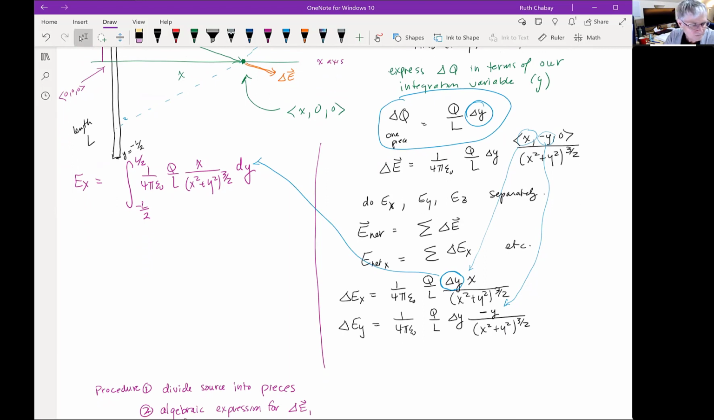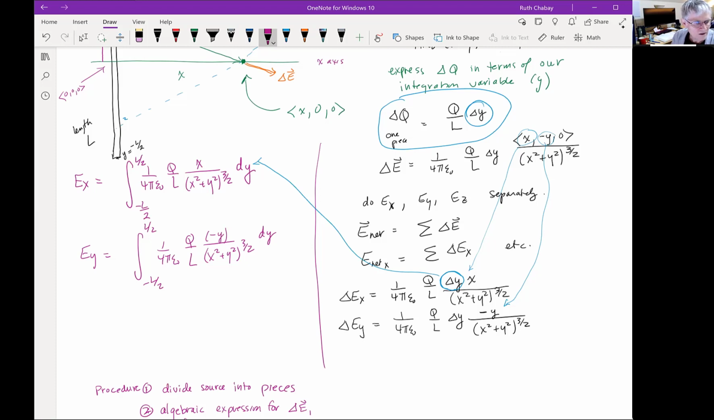So now, E sub y, of course, for completeness, E sub y is equal to the integral of 1 over 4 pi epsilon 0, q over L. What do we have here? We have a minus y over x squared plus y squared to the 3/2, dy, from minus L over 2 to L over 2.